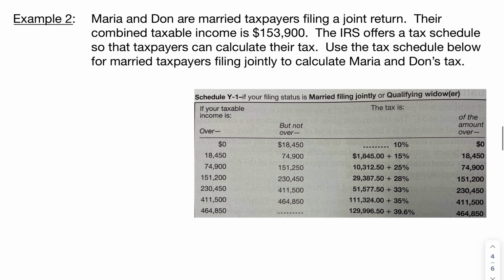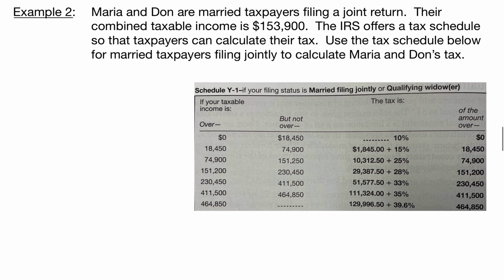So here we have a situation with a married couple, Maria and Don, and they're going to file their taxes jointly. We're told that their combined taxable income is $153,900, and so when your income goes above $100,000, the table's a little different, and now they're going to be giving you what's called a tax schedule. So this is where you're going to need to do a little bit of calculation to determine how much taxes Maria and Don owe.